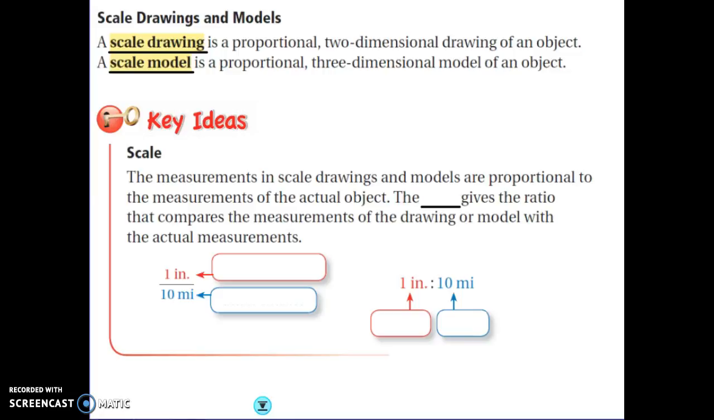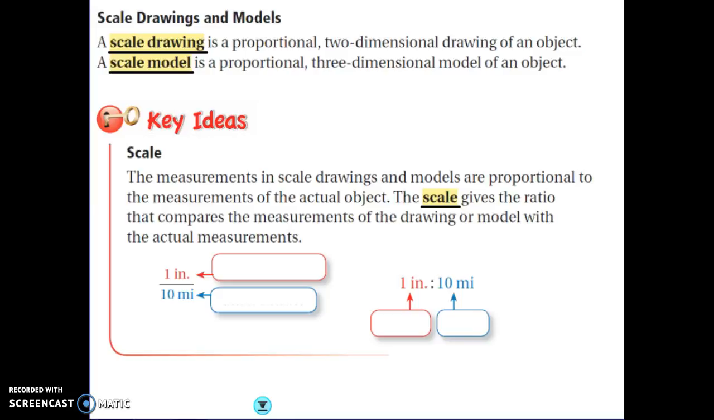Our key idea for the day is scale. The measurements in scale drawings and models are proportional to measurements of the actual object. The scale, go ahead and write that in your notes, gives the ratio that compares the measurements of the drawing or model with the actual measurements.